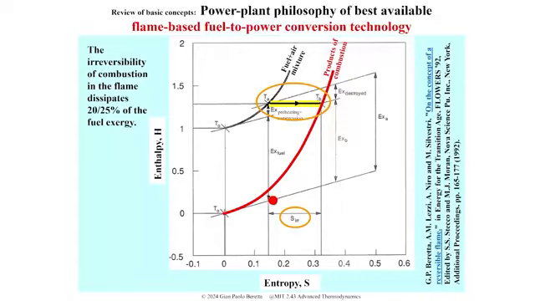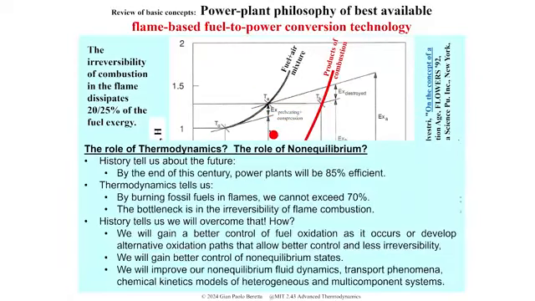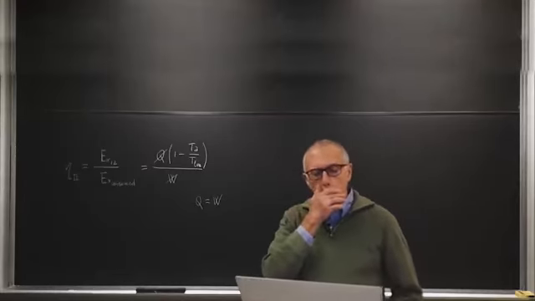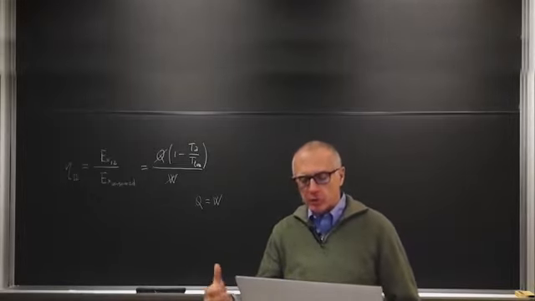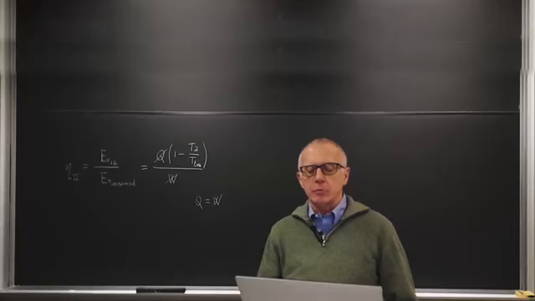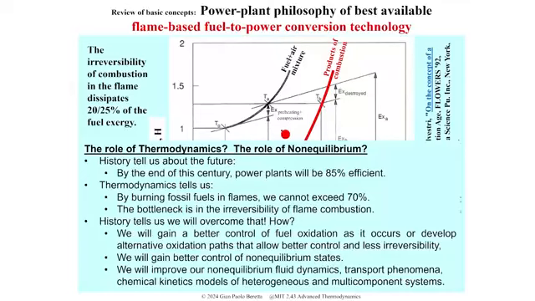And you have now here an exergy that is represented by this much. So you've wasted this much exergy because of this irreversibility. So that is, the flames are the bottleneck of efficiency in fuel usage to power conversion.